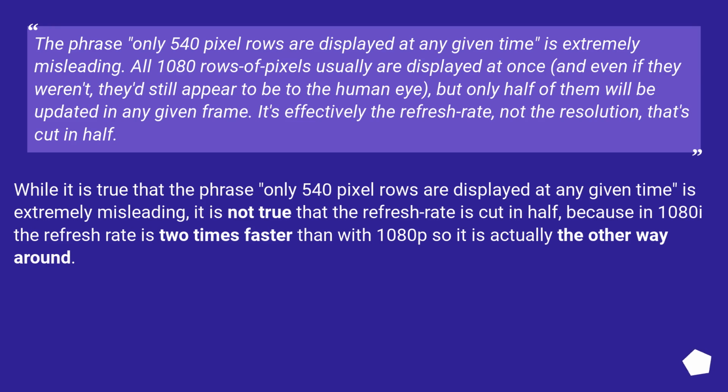While it is true that the phrase "only 540 pixel rows are displayed at any given time" is extremely misleading, it is not true that the refresh rate is cut in half, because in 1080i the refresh rate is 2 times faster than with 1080p, so it is actually the other way around.